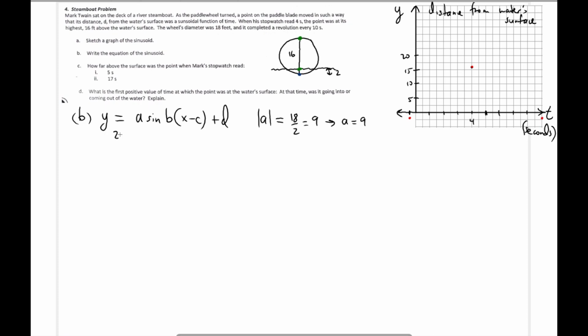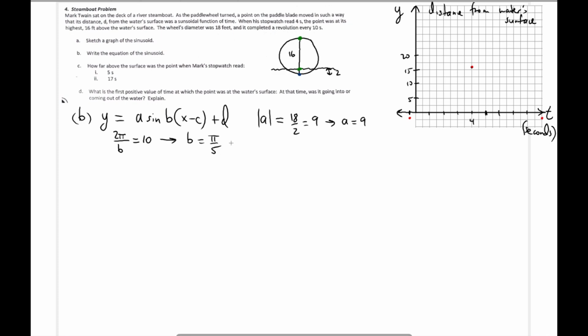Right, so now let's find the B. To find the B, we use the period: 2 pi divided by B set equal to the period. The period here is exactly 10 seconds, so you set it equal to 10. Now solving for B, that means 2 pi divided by 10 is B, which is pi over 5 if you reduce the fraction.